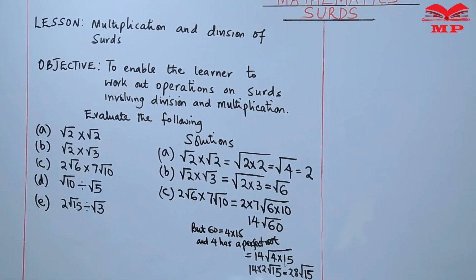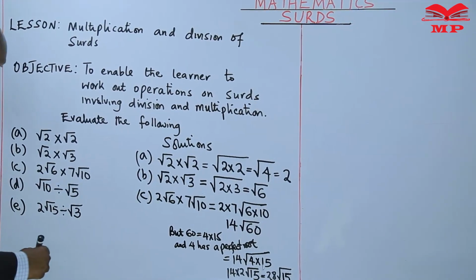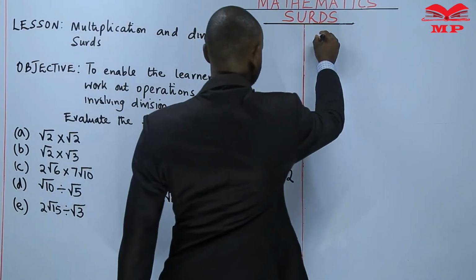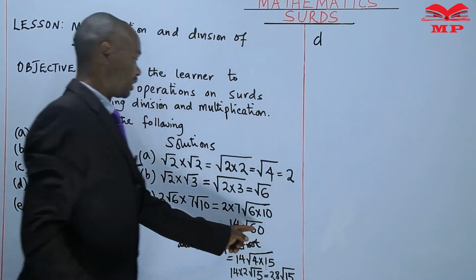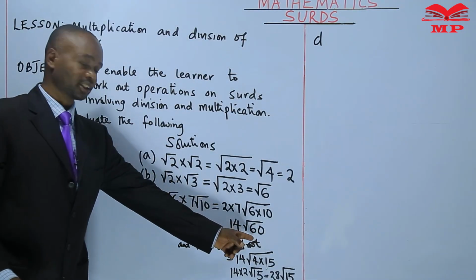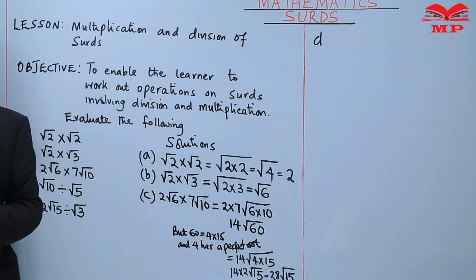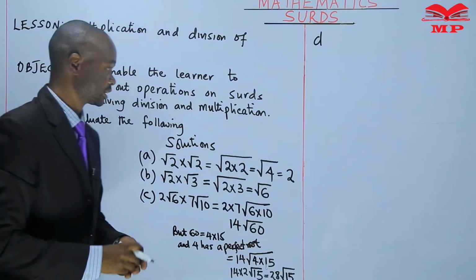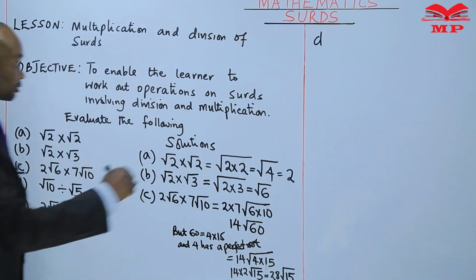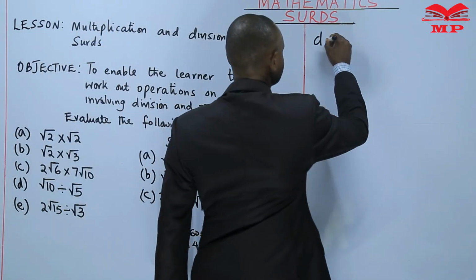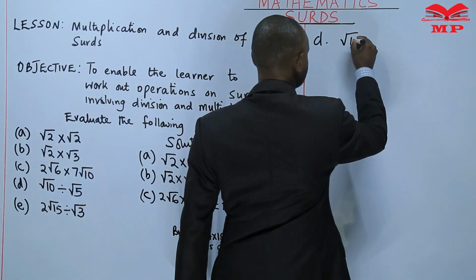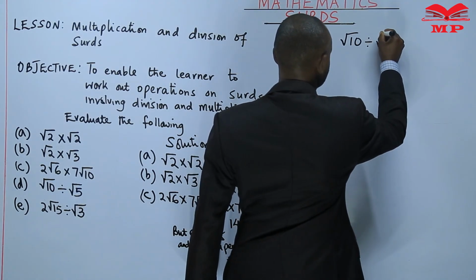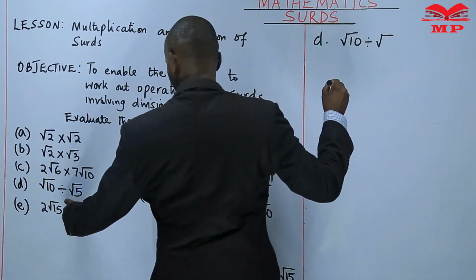We come to D. You note the final answer you'll get. You look for the factors, and if any of the factors has a perfect root, you simplify it further. D, square root of 10 divided by square root of 5.